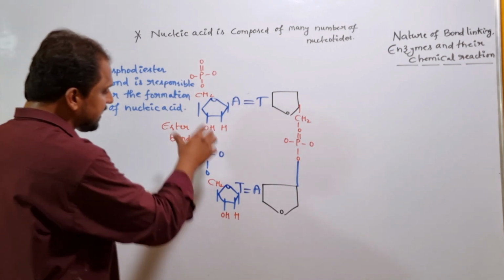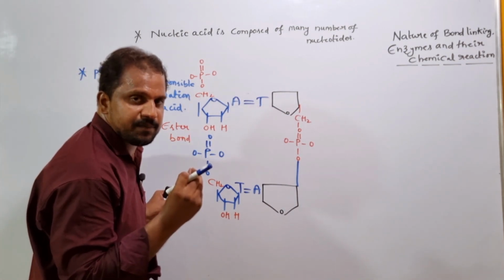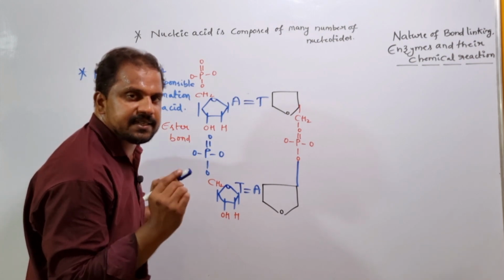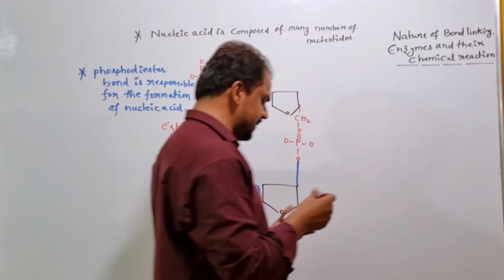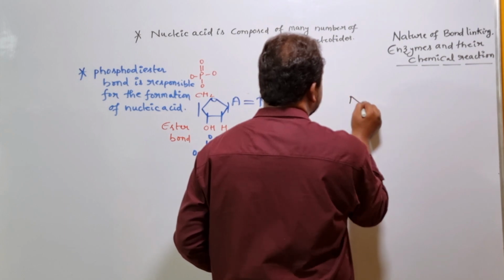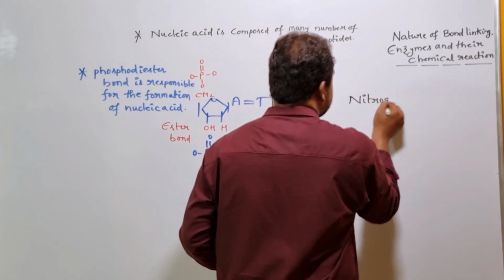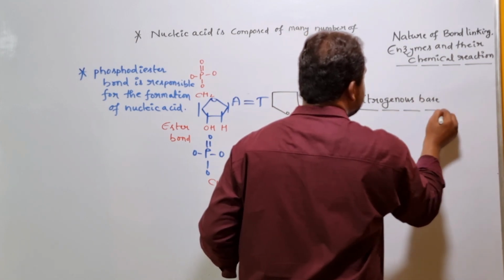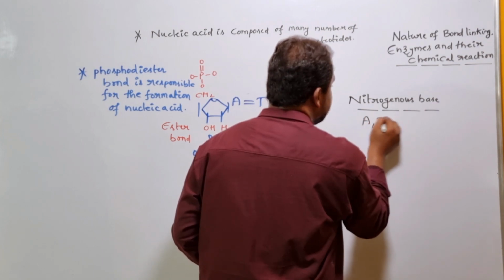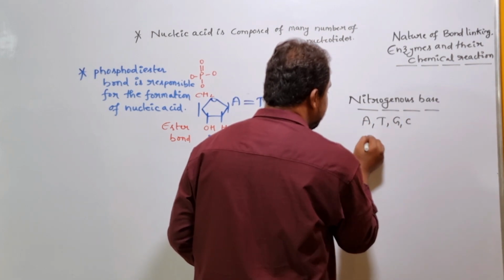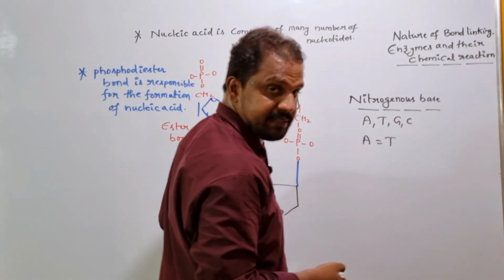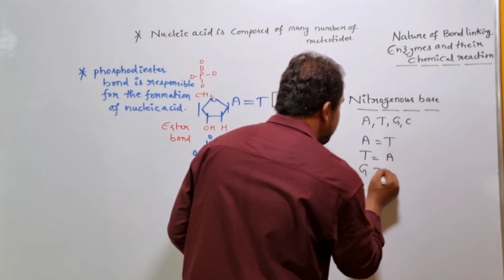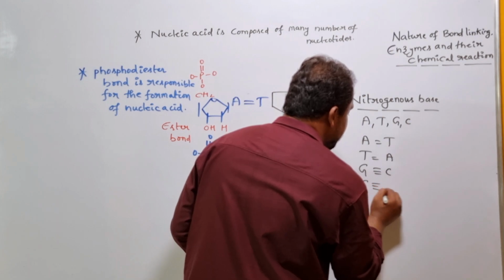So here, each single stranded DNA has many nitrogenous bases. So what are the various nitrogenous bases which are most commonly observed in one single stranded DNA? Here, the various nitrogenous bases include A, T, G, C. So always A base pairs with T. Is it clear? In the same way, T base pairs with A. In the same way, G base pairs with C. And C base pairs with G.